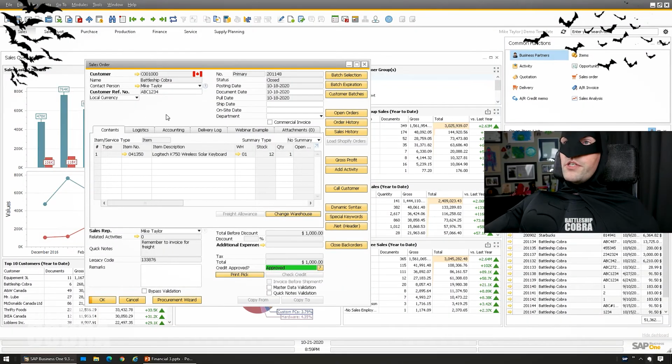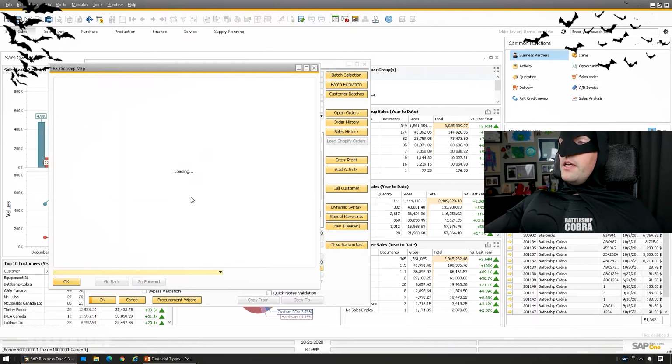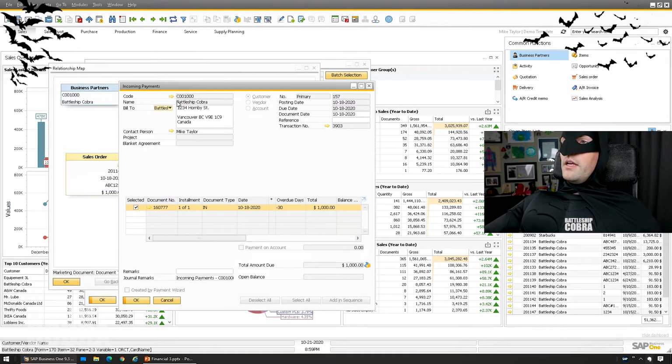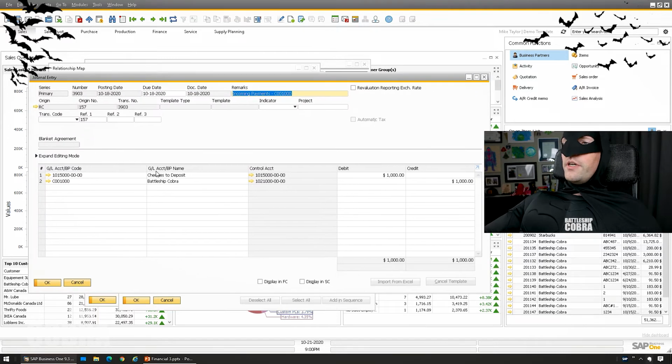So back to our sales order here, right click, relationship map. The nice thing about the relationship map is you're going to see the incoming payment, 157. You can see BattleshipCobra, and we have a document here, and the document here is 160777. I only have the one document. You could pay multiple documents. In this case, I was trying to keep it really simple. Transaction 3903. So the journal entry here is we're going to decrease the accounts receivable to BattleshipCobra. He doesn't owe us the $1,000 anymore. And we're going to put the $1,000 in the checks to deposit.